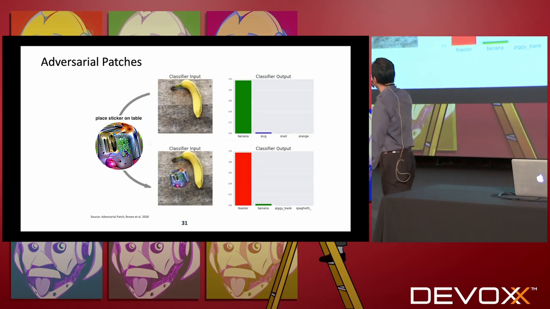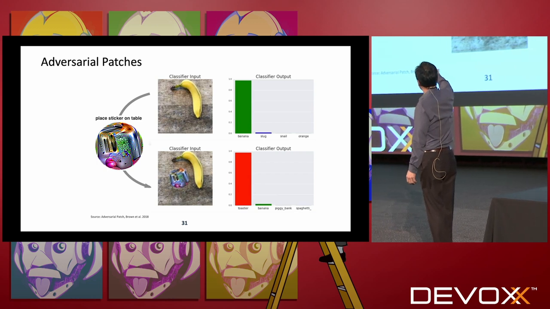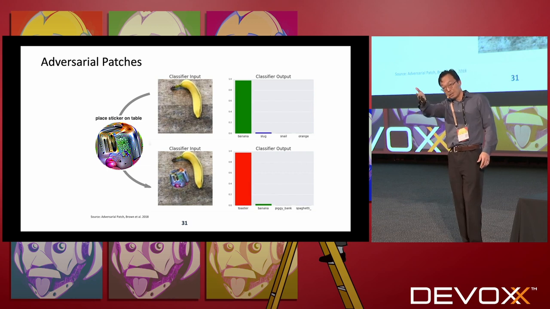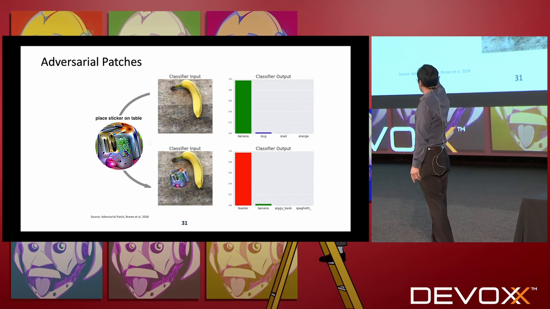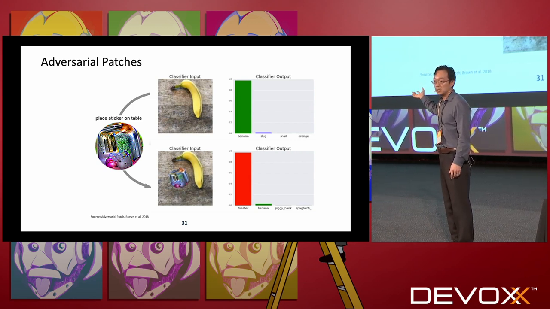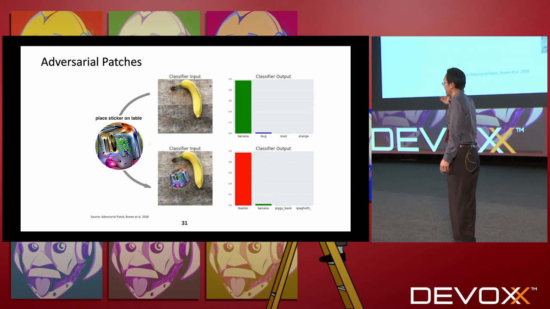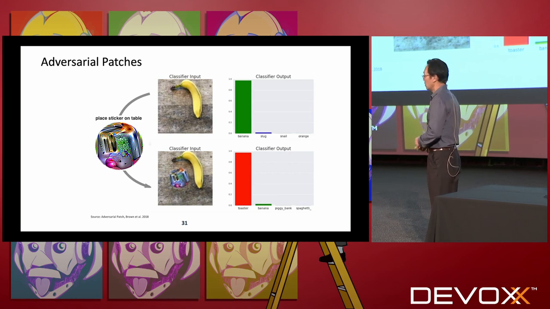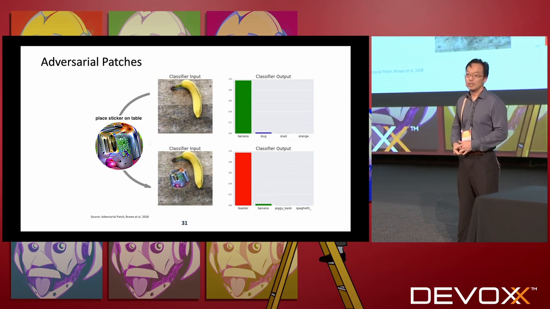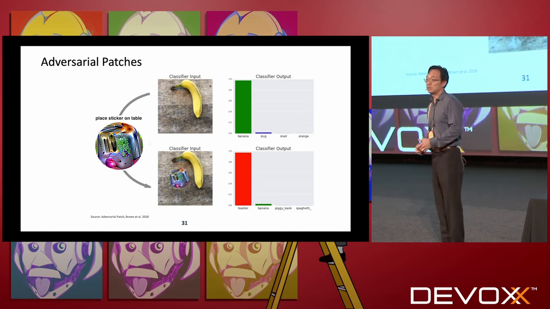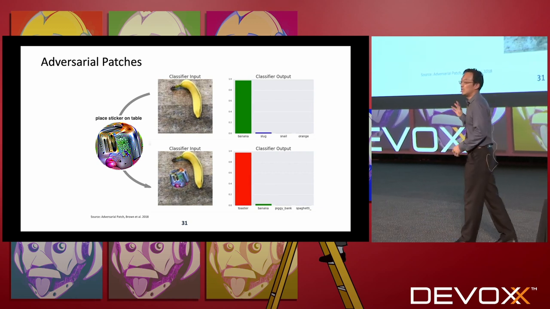But let's look at an example of how it works. Here in the upper picture, you have a picture of a what? A banana, right. But when you throw that patch in, what does the neural network say it is? Toaster, right. Now you think about that and you go, whoa, wait a second. That patch is so much smaller than the banana. Why would that patch suddenly make the output say it's a toaster? Why would it make the neural network say it's a toaster? Does anyone have any intuition?